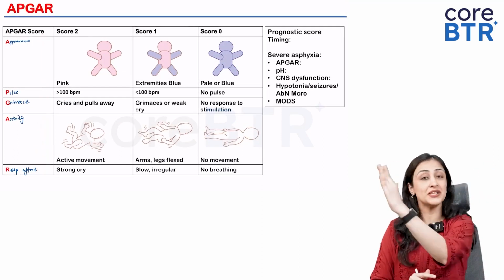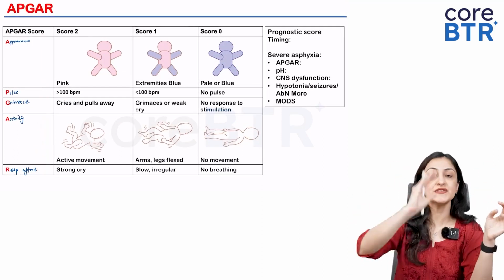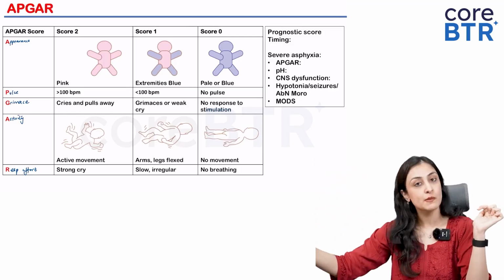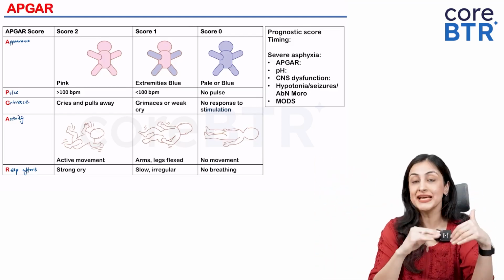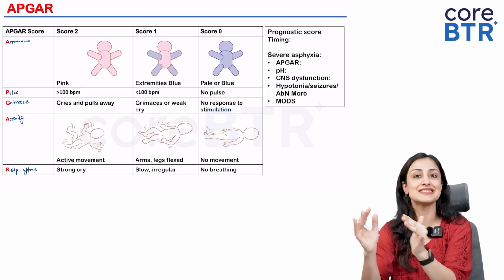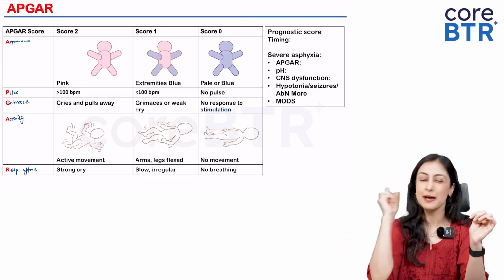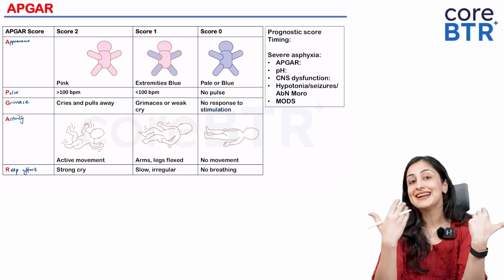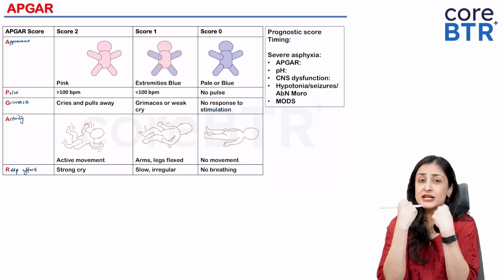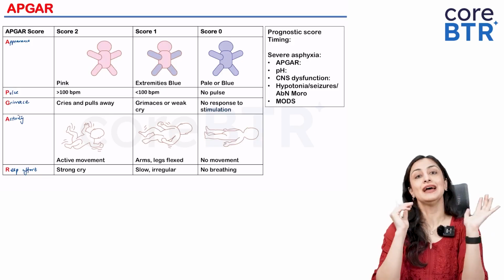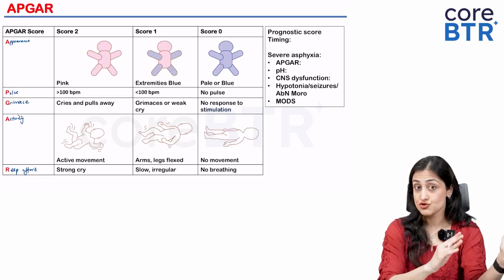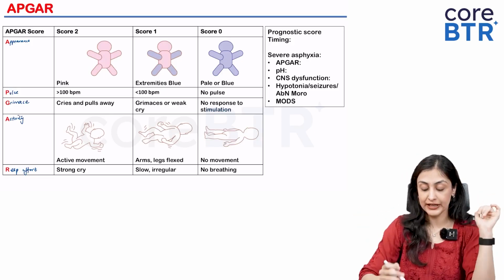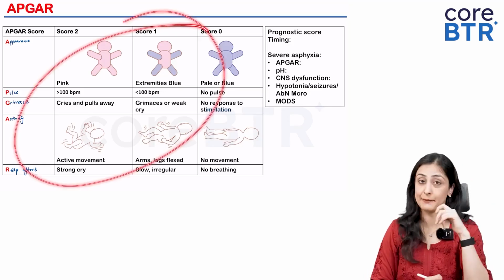So let's revise 2, 1 and 0, okay? So appearance: pink, acrocyanosis, pure blue. Then you had P for pulse rate: more than 100, less than 100, no pulse. Grimace: baby pulling the catheter, just making faces, no movement. Then we had activity: good movement, just flexed, extended. And then we had respiratory effort: strong cry, slow cry, no cry, right? So this is how we remember APGAR, right?